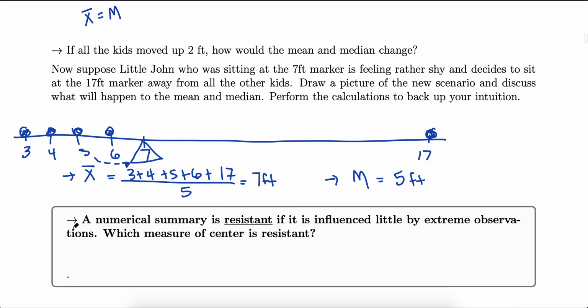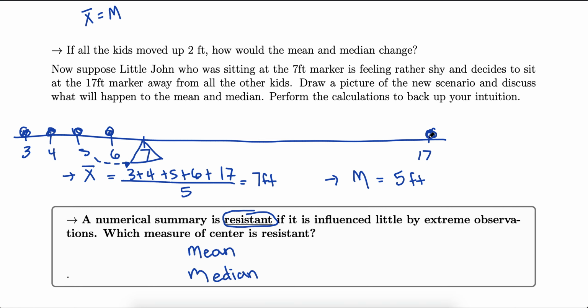Our next vocab word here is this idea of a statistic or a calculation being resistant if it's influenced very little by extreme observations. So which measure of center is resistant? Our options, we've got mean and median. And again, being resistant means it's not really influenced by changing of observations. Let's think even more before we answer.